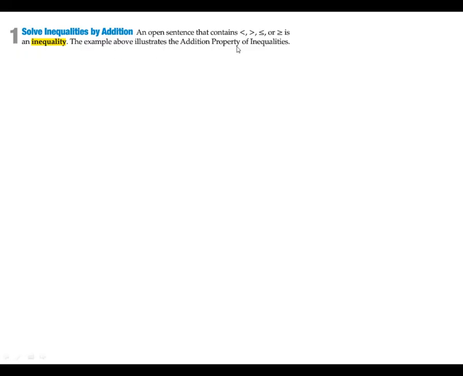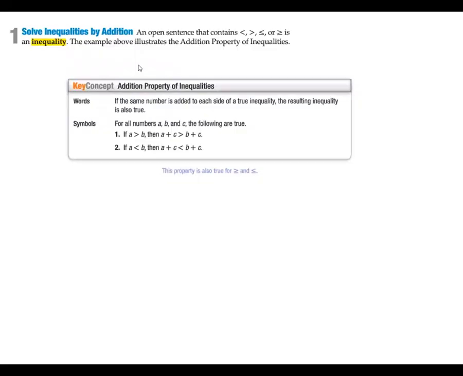So an open sentence that contains these symbols, this is less than, less than or equal to, or greater than or equal to, is an inequality. And that example we just looked at illustrates the addition property of inequalities. And what it says is that if one number is greater than another number, or one number is less than another number, and you add a number to both sides, the inequality still holds true. And it also works if it's greater than or equal to or less than or equal to. So we can use that to solve inequalities.